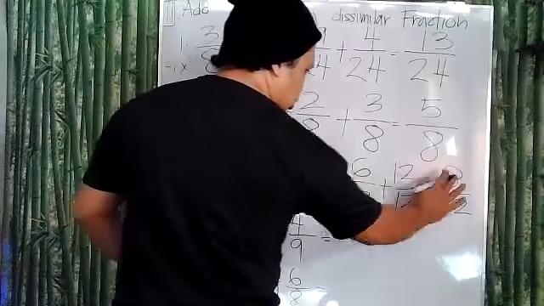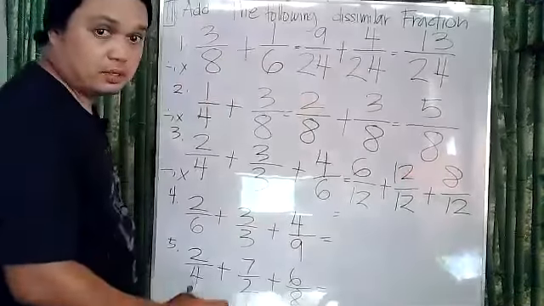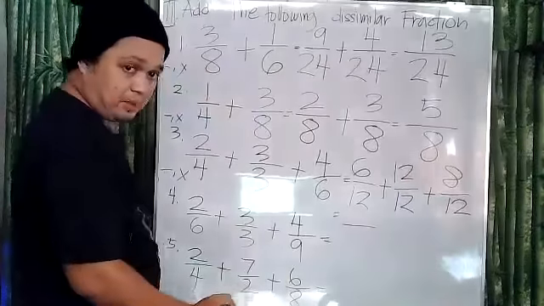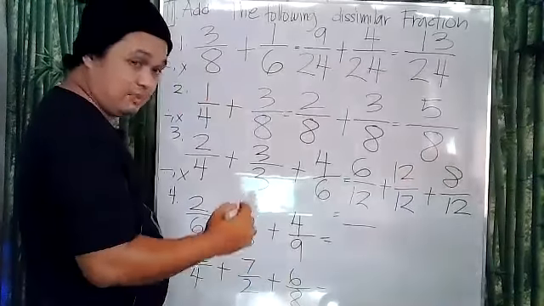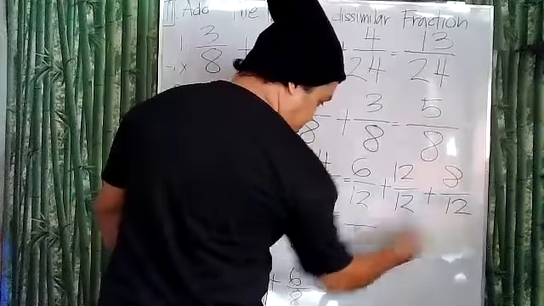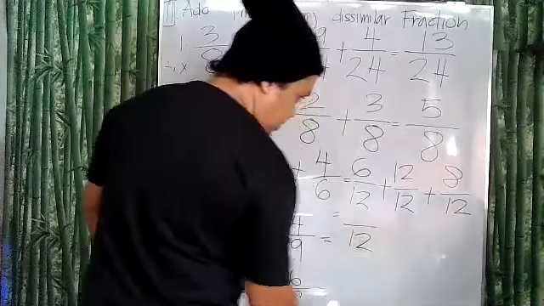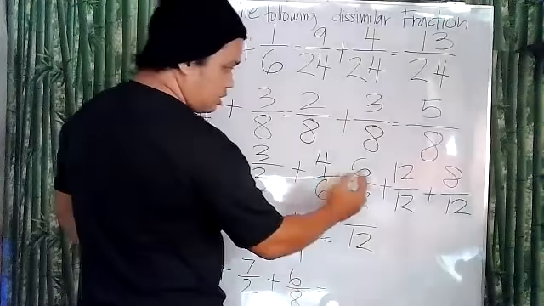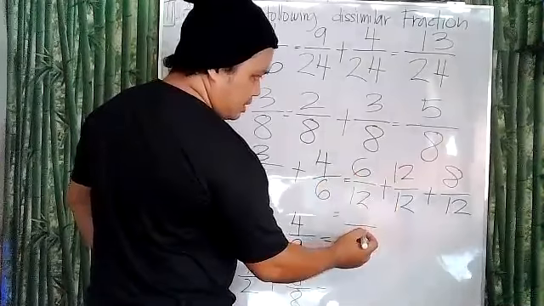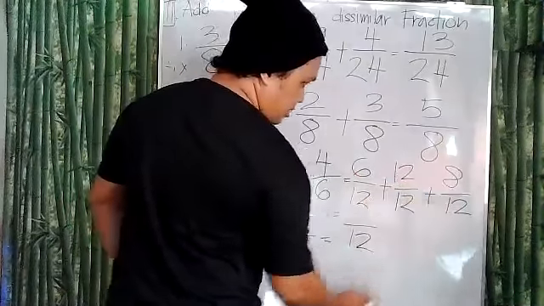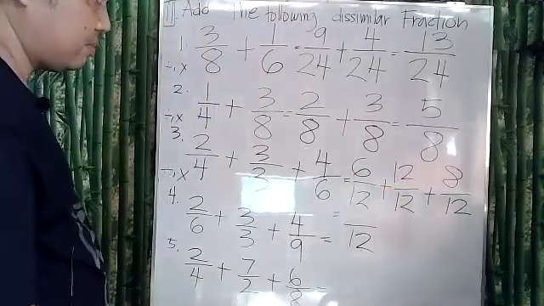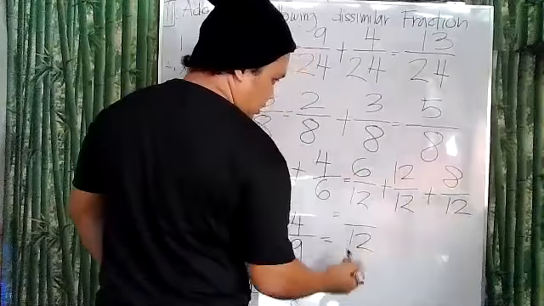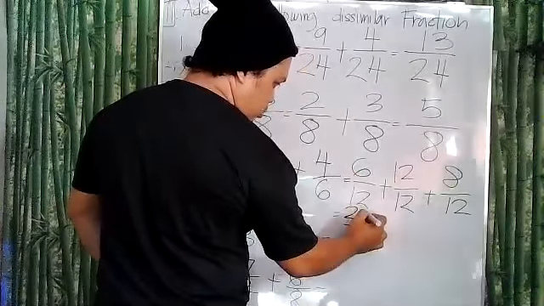Okay, so we have now three similar fractions. And to add similar fractions, we just copy their common denominator, which here is 12, and add their numerators. Let's add them. 6 plus 12 is 18, and 18 plus 8 is 26. So we have here 26.